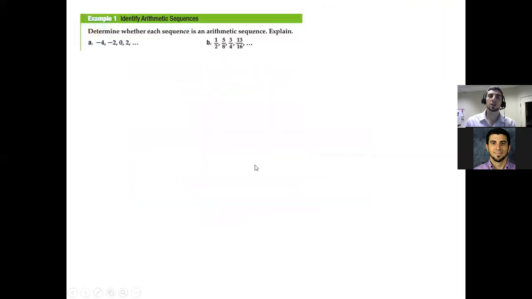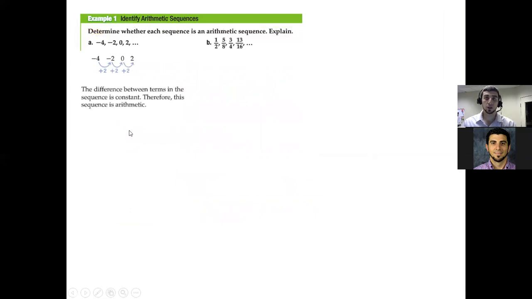So determine whether each sequence is an arithmetic sequence and then explain. For this one, if you find the difference between each of the successive terms, it goes up by 2 each time. So the difference between the terms in the sequence is constant, therefore this sequence is an arithmetic sequence.